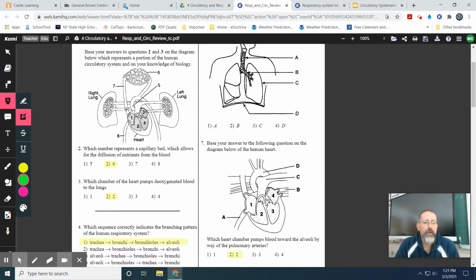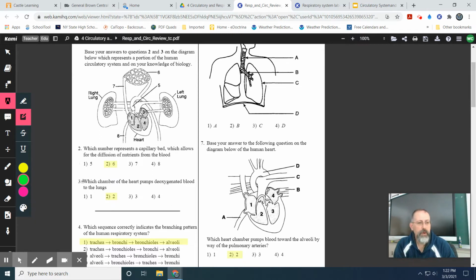All right, the next one, number 2: which number represents a capillary bed, a group of capillaries, which allows for the diffusion of nutrients from the blood? That would be 6. Capillaries are where we go from the heart, we exchange gases, we come back to the heart, and you have to have the capillaries in between to get to every single cell in your body, which all need oxygen to carry out respiration.